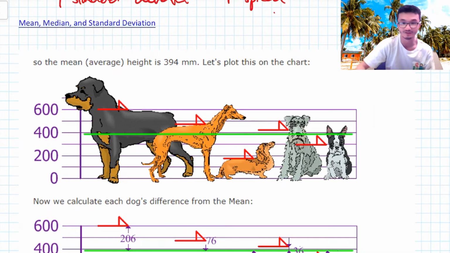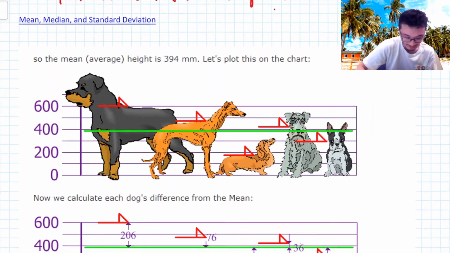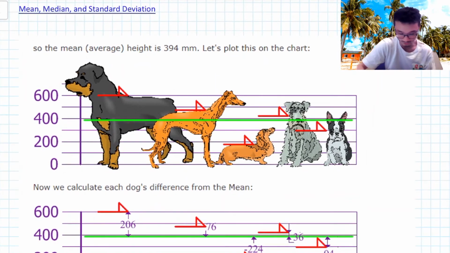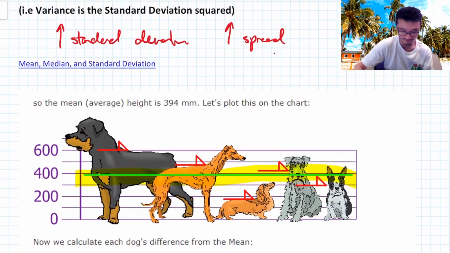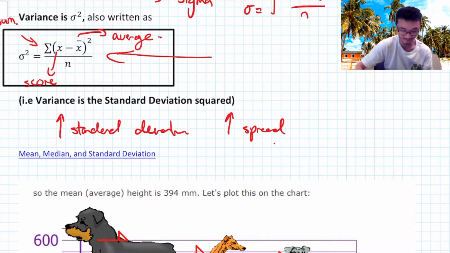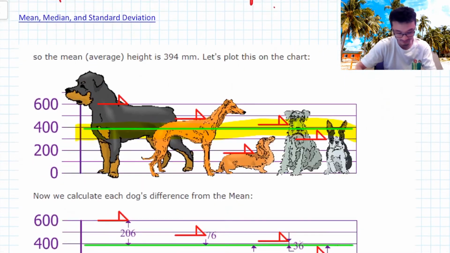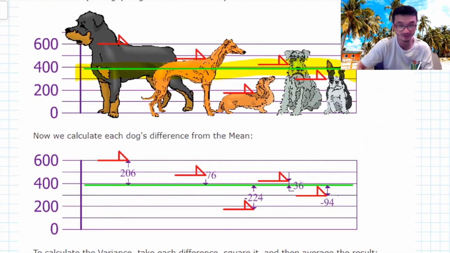But let me try and explain the intuition with this cute little diagram here. This is from Maths is Fun. Let's suppose this green line here represents the average. It's 394 millimeters, the average height of these dogs. Remember how I said the first thing that we do is we take the scores and we take away the average, right? So the average is 394, and that's what they've done here.